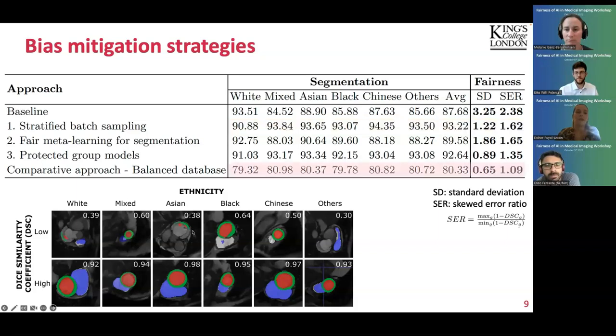And finally, when looking at the comparative approach, you can see that this one is the one that achieves the best in terms of fairness. However, there's a clear decrease in terms of dice. So it goes from 87% to 80%. So it is again the question of what is the trade-off between a more fair algorithm and the accuracy of the network.